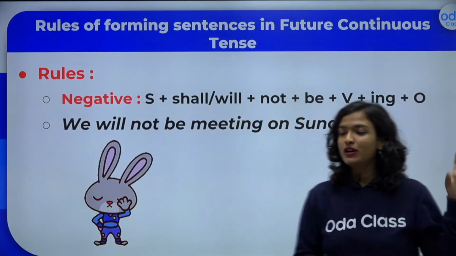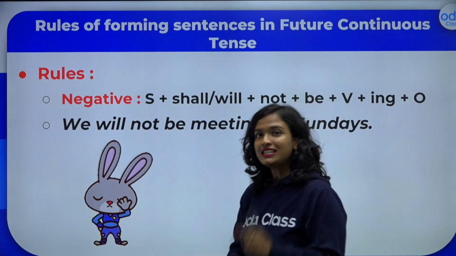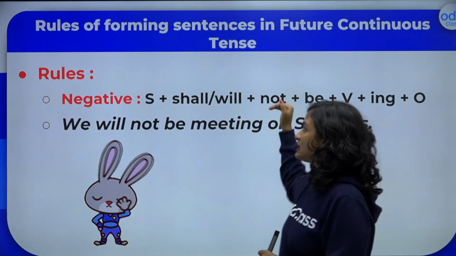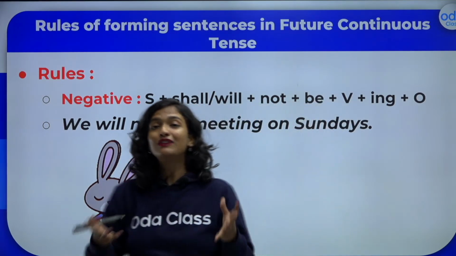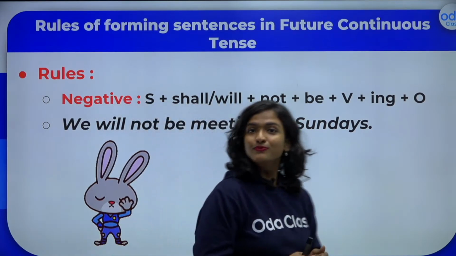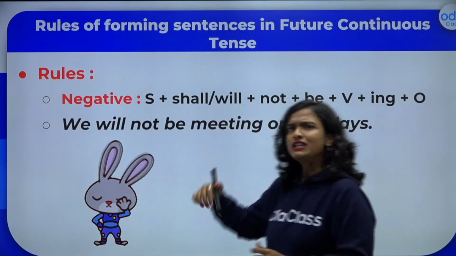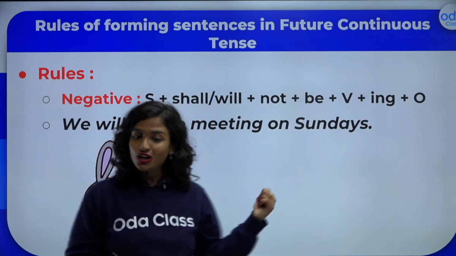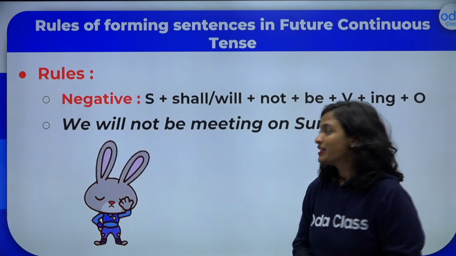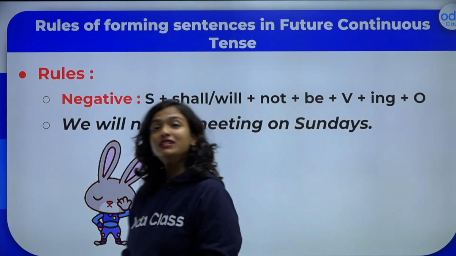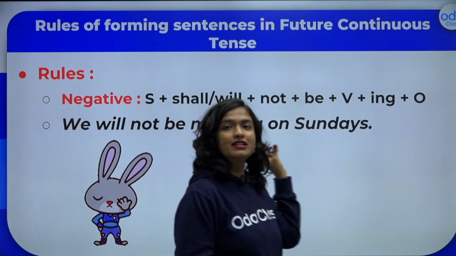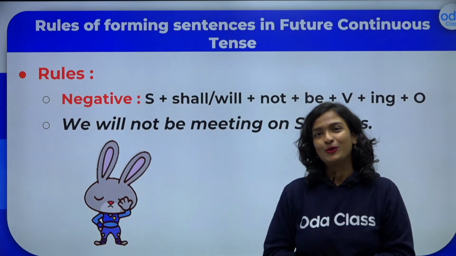Moving on, students, when it comes to our negatives, similarly, same as last time, we follow the same rule. So we use the word not just after our helping verb. So we follow the helping verb with the word not. So we have our subject followed by shall or will, followed by not, and then we have be and then the verb ing form. So for example, we will not be meeting on Sundays. Subject, will not be, then the ing form.